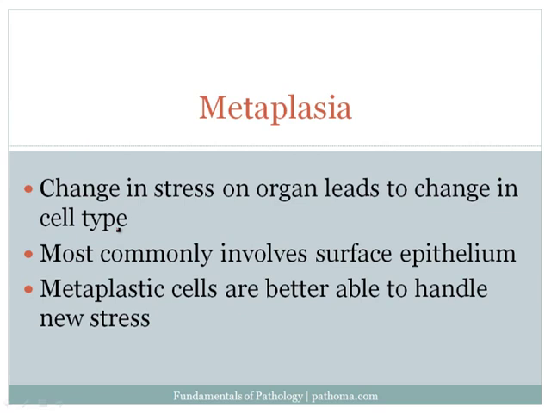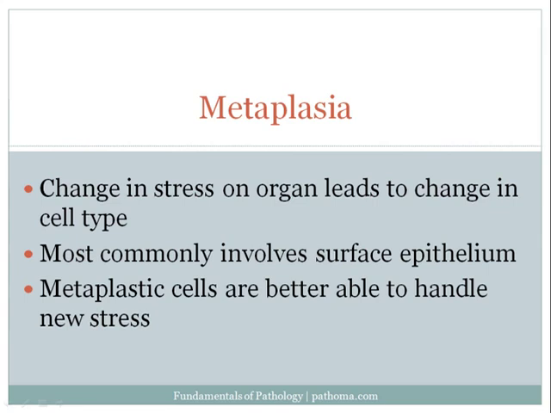The second type of epithelium is columnar epithelium. A lot of the gut, for example, is lined by columnar epithelium. And the third type of epithelium is called transitional epithelium or urothelium. And that's the epithelium that predominantly lines the urinary tract. Metaplasia, generally speaking, involves surface epithelium. And the idea behind metaplasia is that the metaplastic cells are better able to handle the new stress, so that when there's a change in stress, the metaplasia occurs because the new cells that are going to be present are better able to handle that stress.